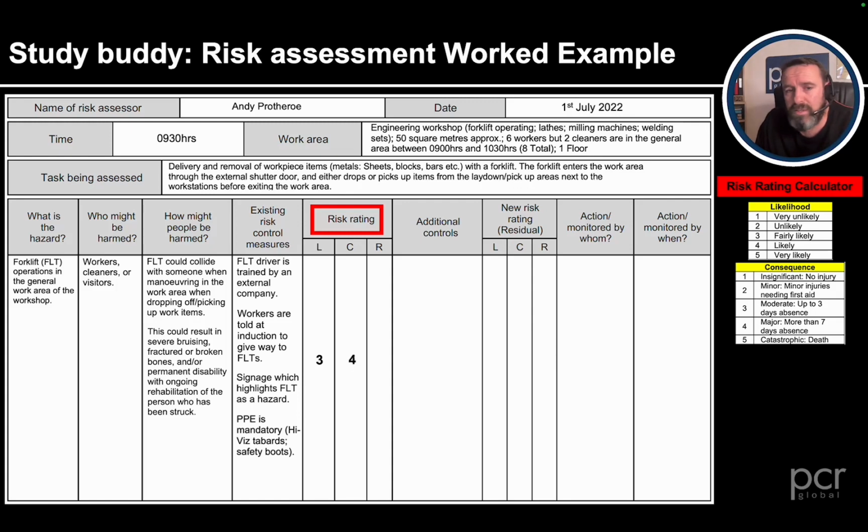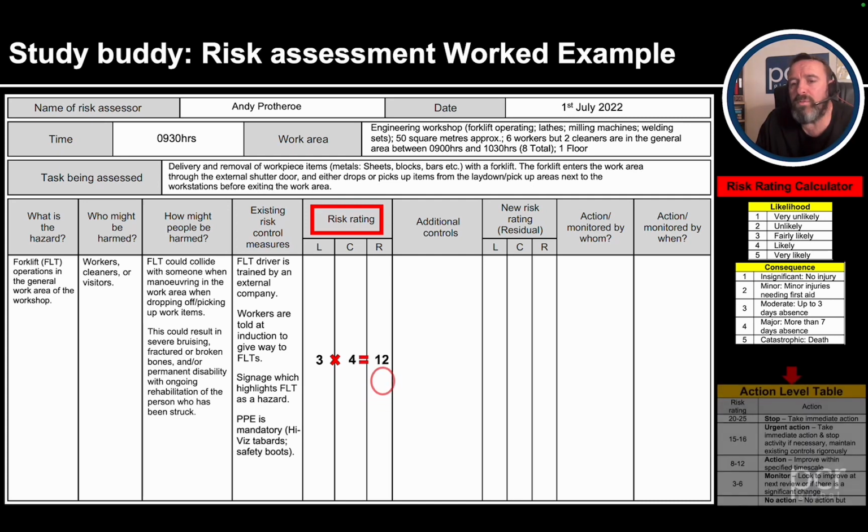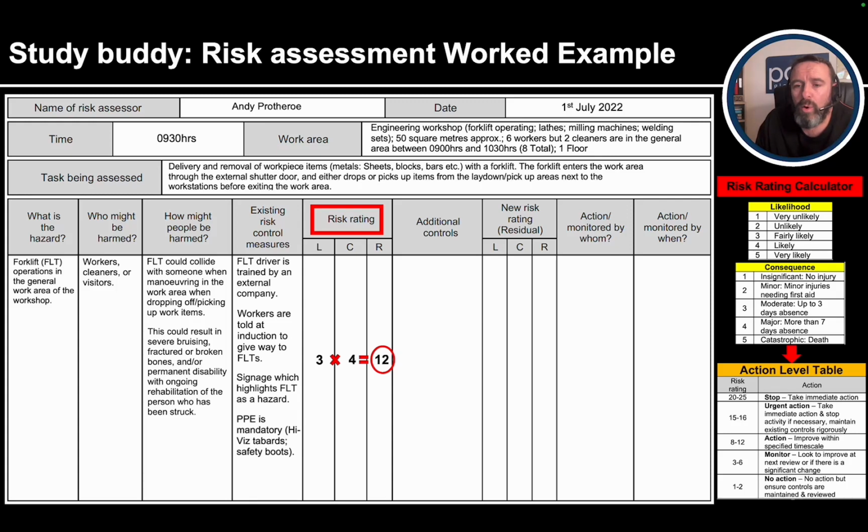And the consequence I'm saying there, I've given it as a 4, and that's major. So that's more than 7 days absence, because that could be a broken bone, couldn't it? Could it be even worse, of course. 3 4s gives us our 12. Once we've got that 12, now what is that telling us within the action level table? Improve within a specified time scale. So how good is that? What type of time scale? 1 month, 2 months, 3 months, 6 months?